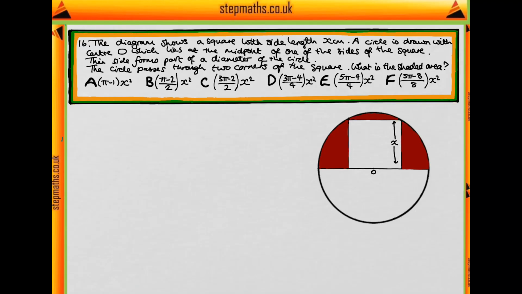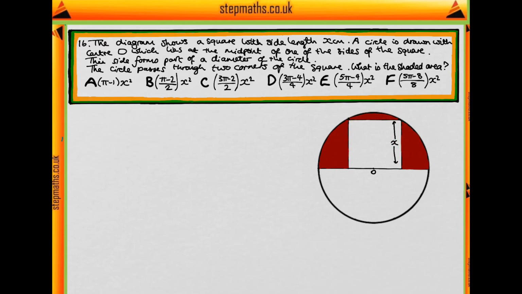This is question 16 of section 1 of the Natural Sciences Admissions Assessment, past paper 2017. In this question we have a diagram which is a circle with a square of length x resting so that it's along the diameter and touches two points on the circle. We want to find the area of the shaded region, shaded in red.